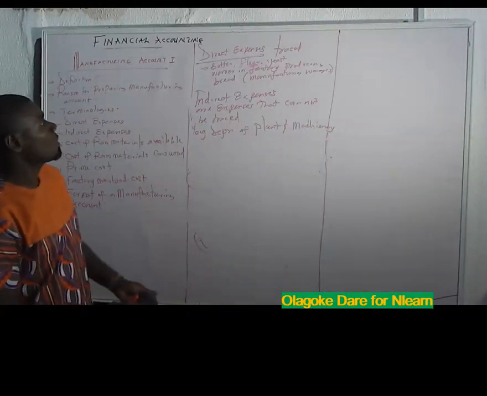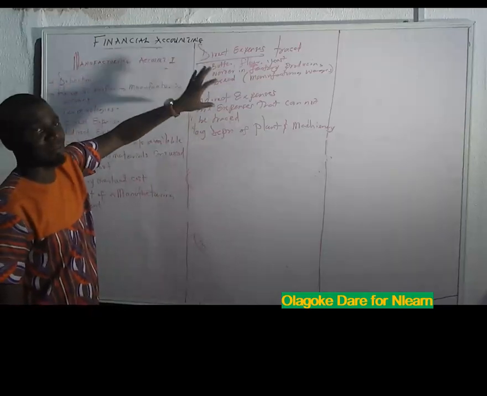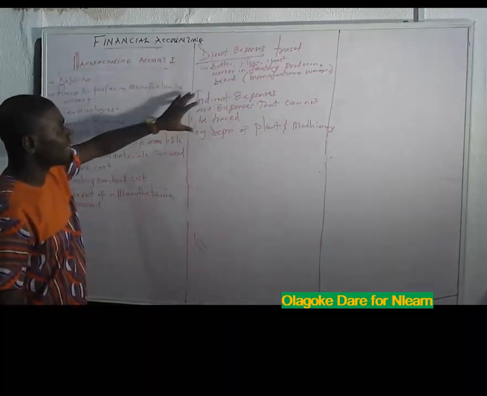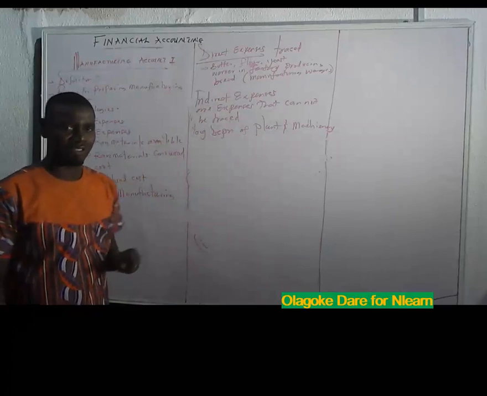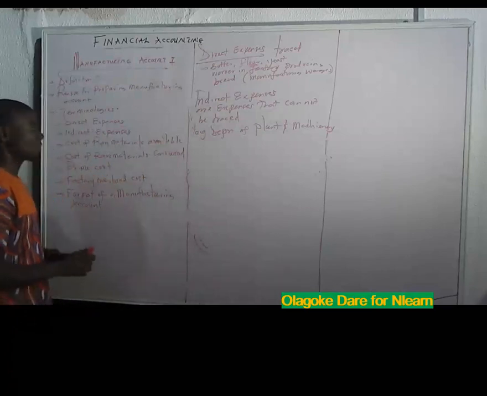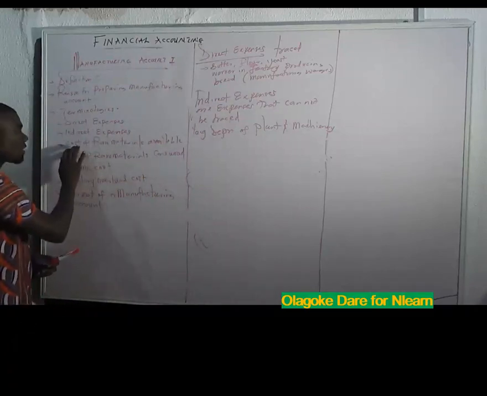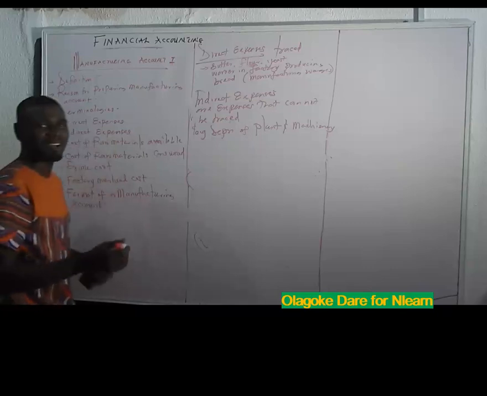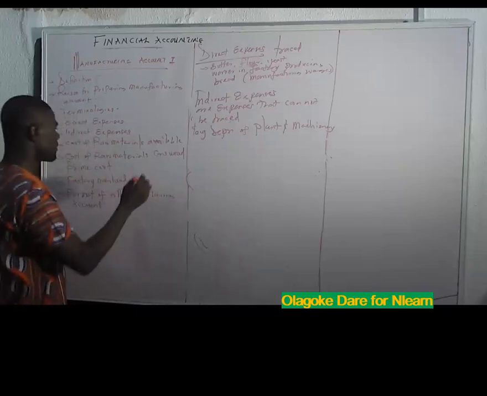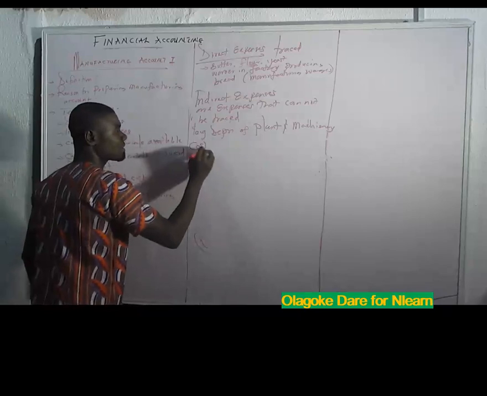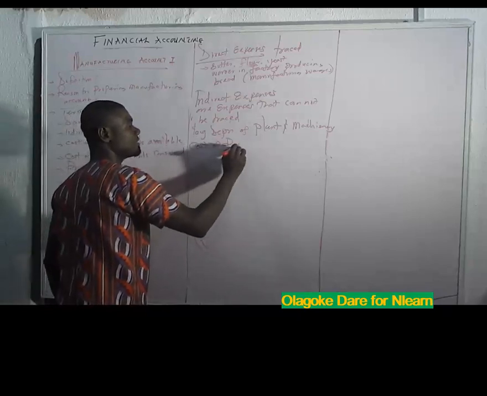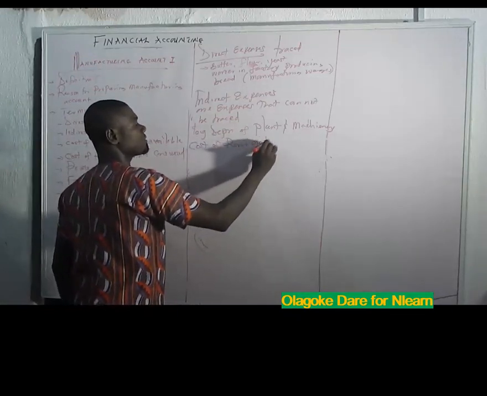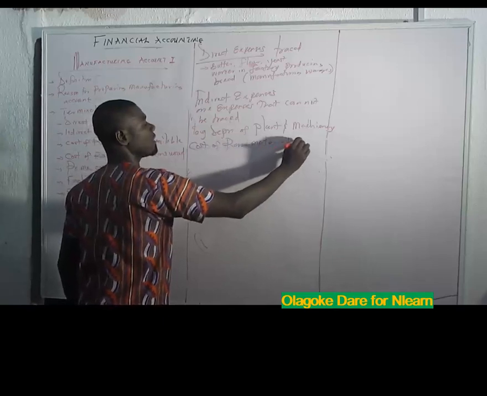Okay, so direct expenses are expenses that can be traced to the production of a commodity. Indirect expenses are expenses that cannot be traced to the production of a commodity. Alright, so please let's know that. The next is cost of raw materials available.